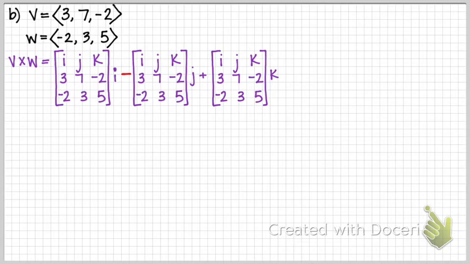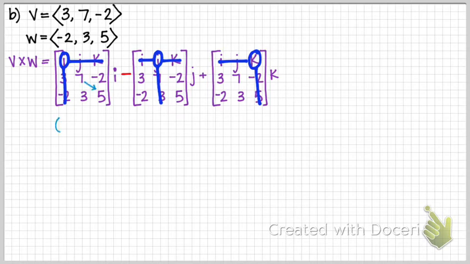So on this first one, we're trying to find our I term, so we'll cross out the row and the column that I is in. In the second one, we're trying to find J, so we'll cross out the row and the column that J is in. And then in our last term, we want to find K, so we'll cross out the row and column that K is in. Then we'll go ahead and start trying to find our determinants.